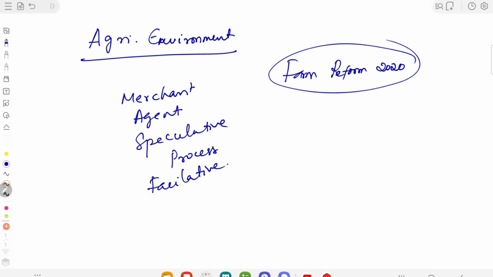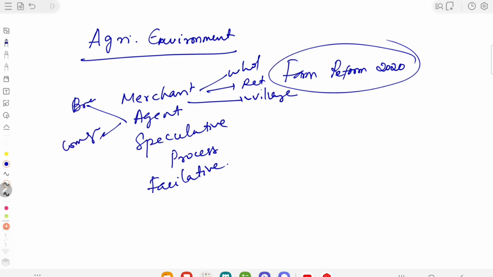So who are the merchant middlemen? They are people like your wholesalers, your retailers, your village merchants, okay. So mainly these wholesalers, retailers, and village merchants can be thought of as your merchant middlemen. Agent middlemen are your brokers. Okay, brokers and commission agents are your agent middlemen.